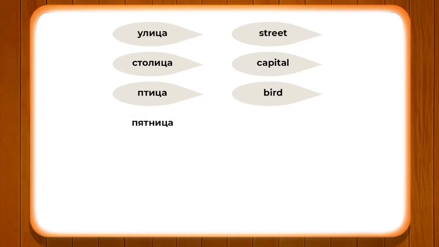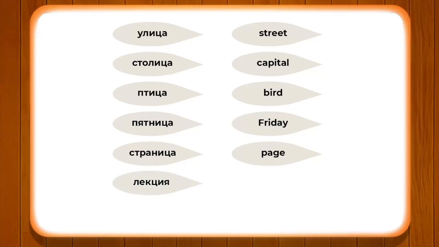We have улица, which means street; столица, capital; птица, bird; пятница, Friday; страница, page; лекция, lecture; and станция, station. Now, since we have been talking about days of the week, if you remember, in our previous module we discussed all 7 days of the week. Now, we are going to repeat them.